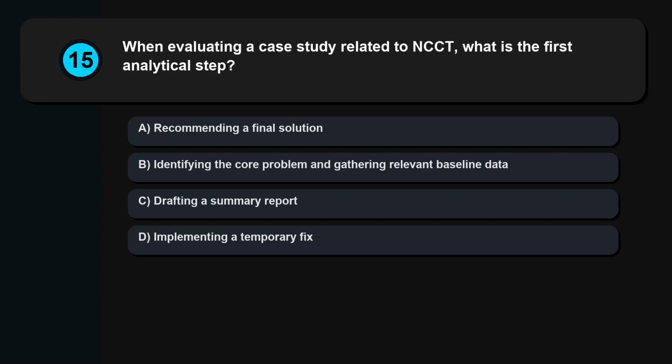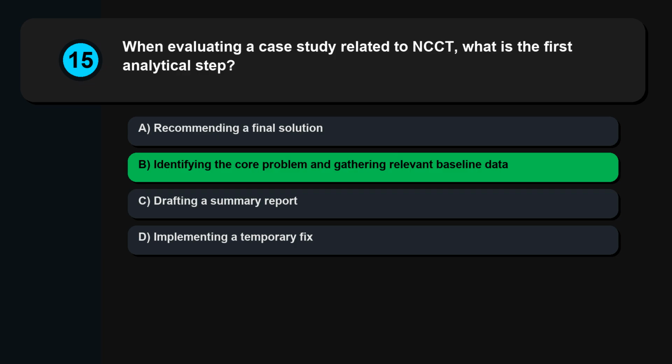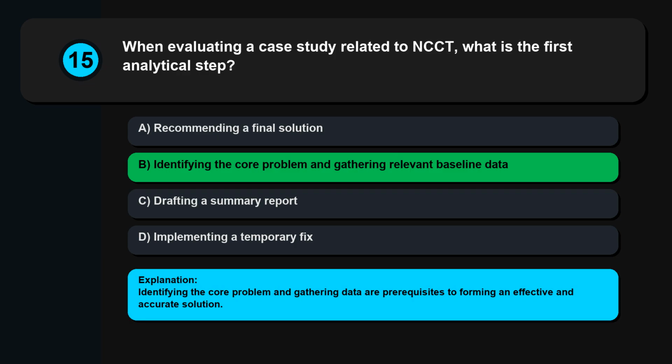Question 15. When evaluating a case study related to NCCT, what is the first analytical step? Recommending a final solution, identifying the core problem and gathering relevant baseline data, drafting a summary report, implementing a temporary fix. Identifying the core problem and gathering data are prerequisites to forming an effective and accurate solution.